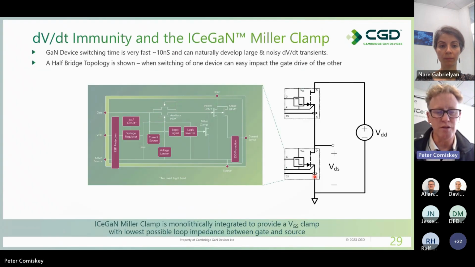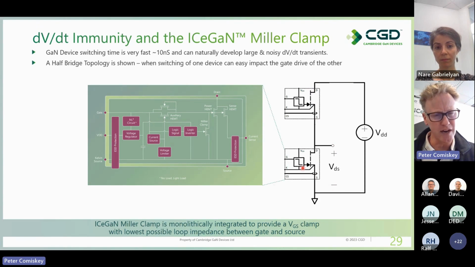So again, showing the block diagram that I've shown a few times so far. GaN switching time is very, very fast. We've shown on the top line here that you can easily see a 10 nanosecond transition time, and we can naturally develop quite large and noisy DVDT transients. The example that we're showing here, typical bridge, the output's open circuit, but essentially the output's going to be pulled high when the high side device is turned on. It's going to be pulled low when the low side device is turned on.